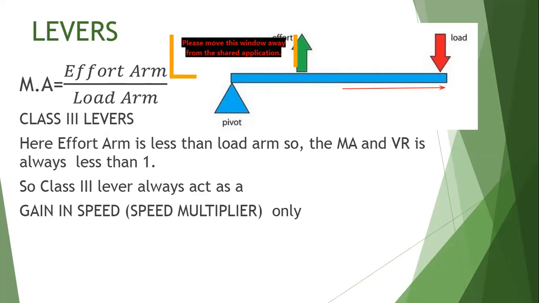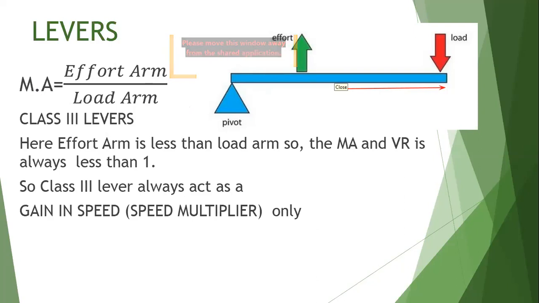What happens when it was working as a force multiplier, I told you this idea when I explained in detail how MA is more than 1, how it is working as a force multiplier. When MA is less than 1, how it is working as a gain in speed, beta. And again we have this formula. With this formula also we observe that your load arm is bigger and effort arm is smaller. So smaller value divided by bigger value, your answer will always be less than 1. And if your MA and VR is less than 1, then it is a gain in speed.